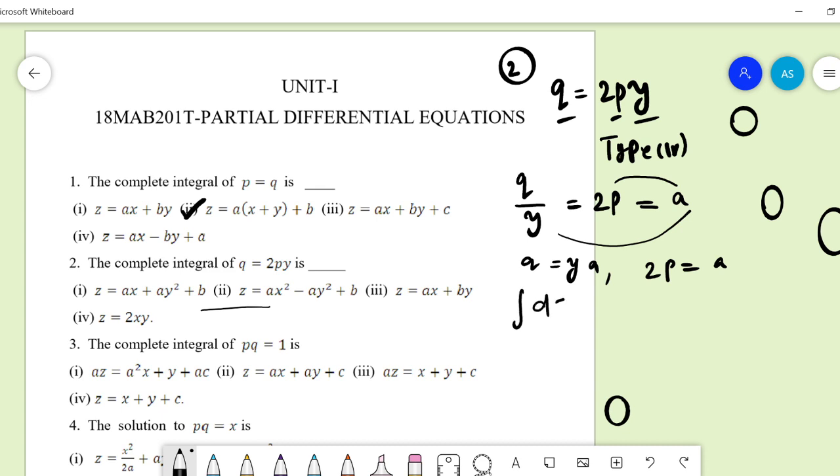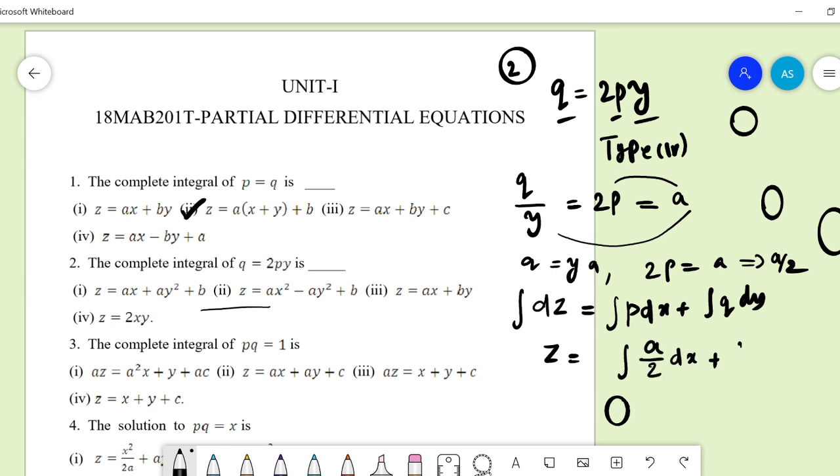For type 4, the solution is dz equals integral p dx plus integral q dy. So z equals integral, the value of p, from this I can extract the value of p as a by 2. A by 2 dx plus q value is y into a dy. Now integrating this expression, z equals a by 2 is constant, x plus y integration is y square by 2, plus y square by 2 into a, and integrating constant is b.